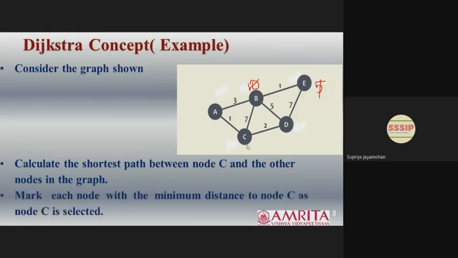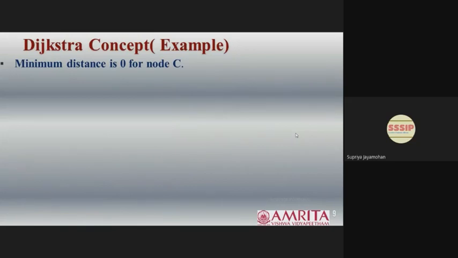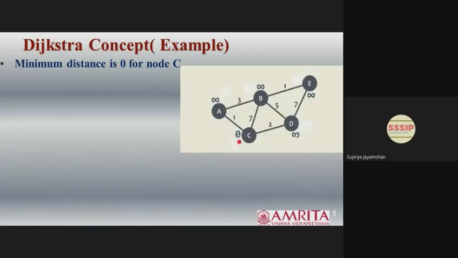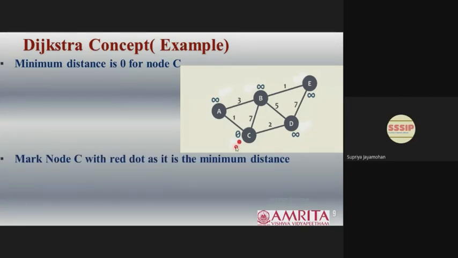So let us start with such an example that we have attempted, and the first value is going to be, we will mark the distance for node C as 0, and as a result we will mark this distance as 0, and we will also keep a red dot to show that this particular node has the minimum distance, or this is the node which is under reference.